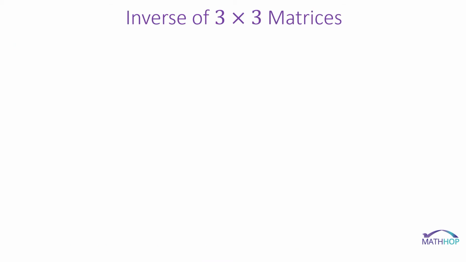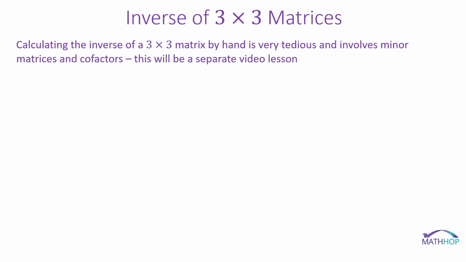All right, inverse for a 3 by 3 matrix. Good news, bad news. Bad news is it's so difficult to do. It's a little tedious and time consuming. Good news is because of that we use a calculator. So calculating the inverse of a 3 by 3 matrix by hand is super tedious. It involves minor matrices and cofactors, and there's a whole separate video lesson just on that. So for now, we're going to use our TI graphing calculators.